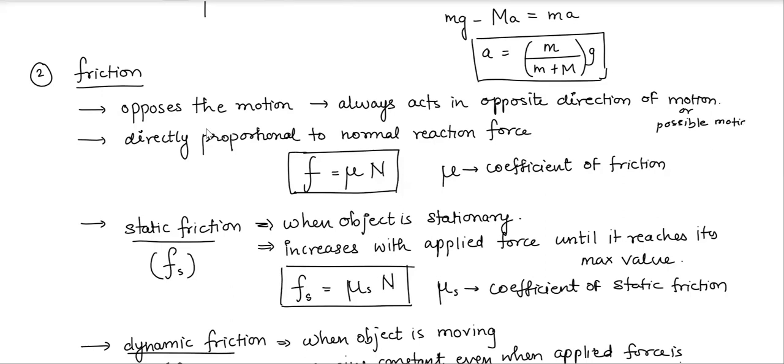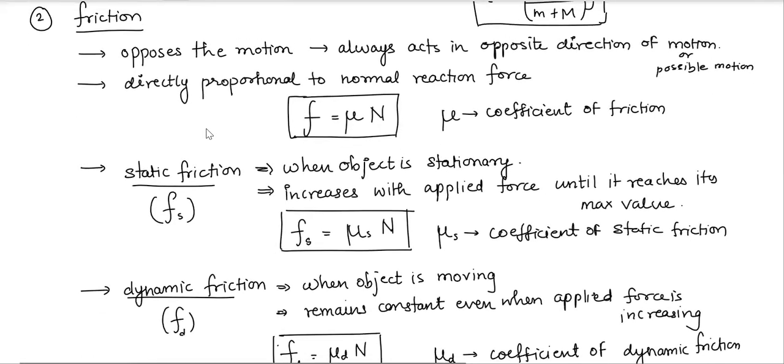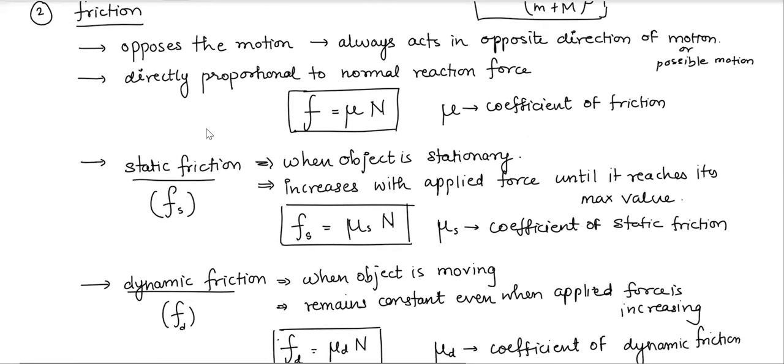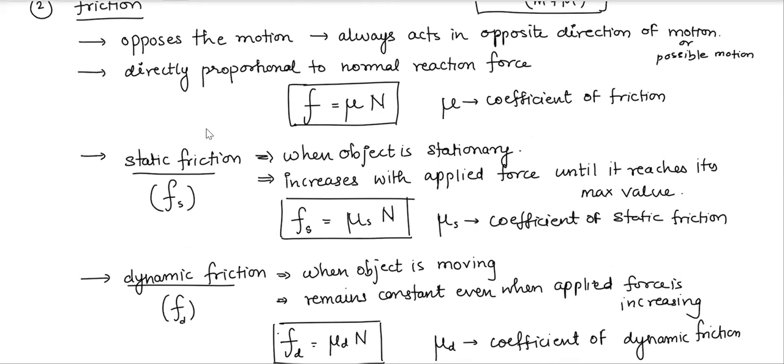That leads to two types of frictional forces: static friction and dynamic friction. The friction force is always proportional to the normal force. The normal reaction force is basically a contact force which acts perpendicular to the point of contact, and these are related by the coefficient of friction. We use static friction when the object is stationary, and dynamic friction when the object is moving.